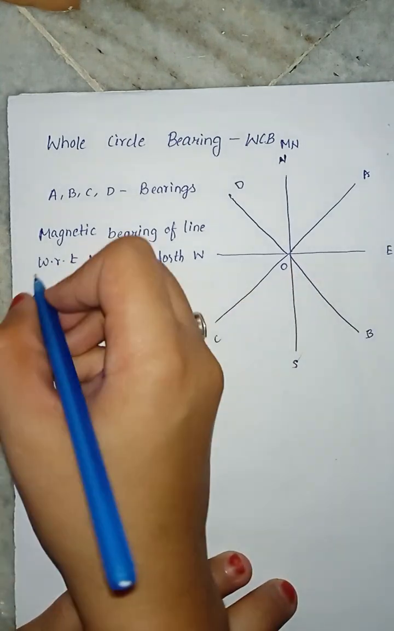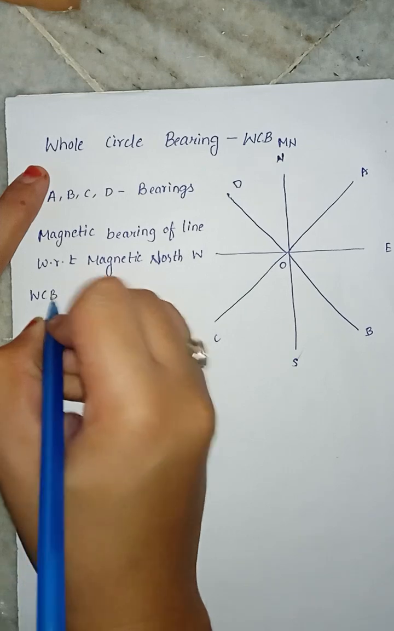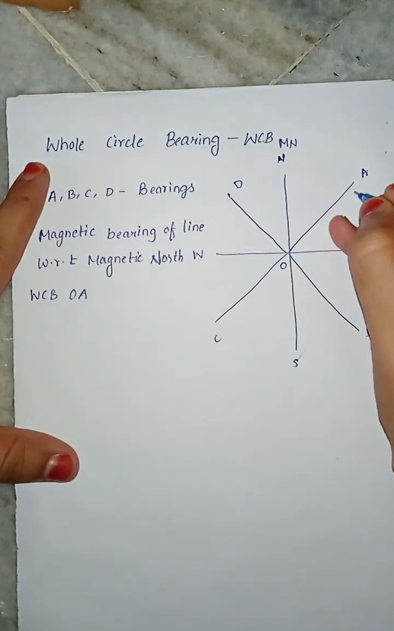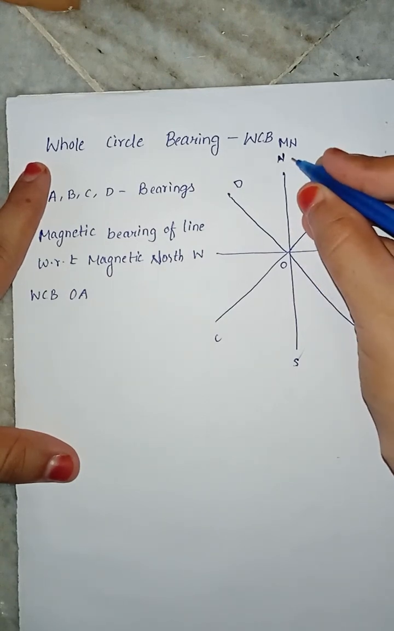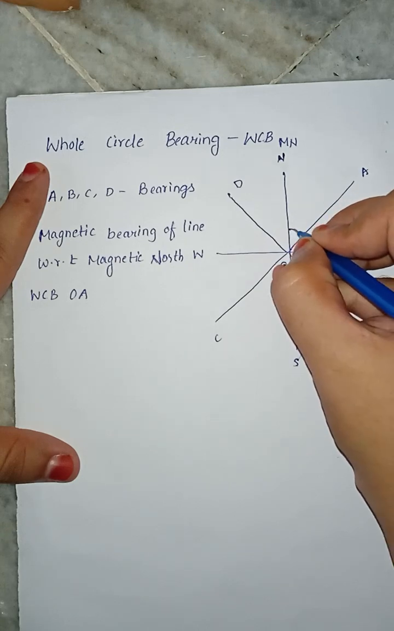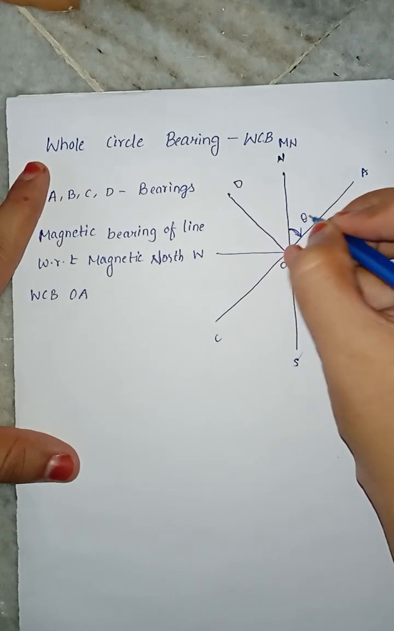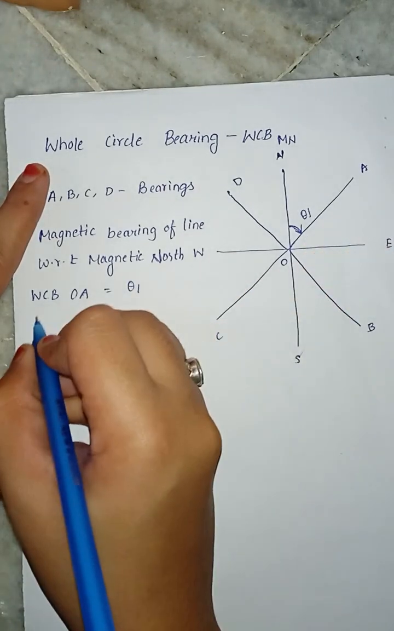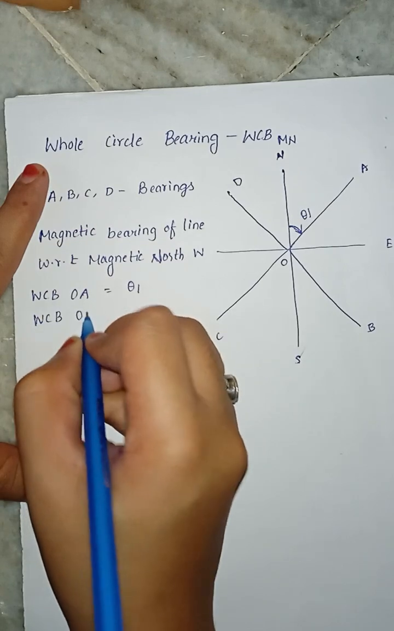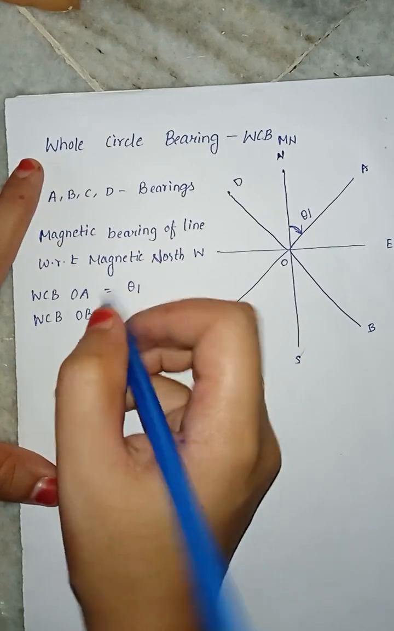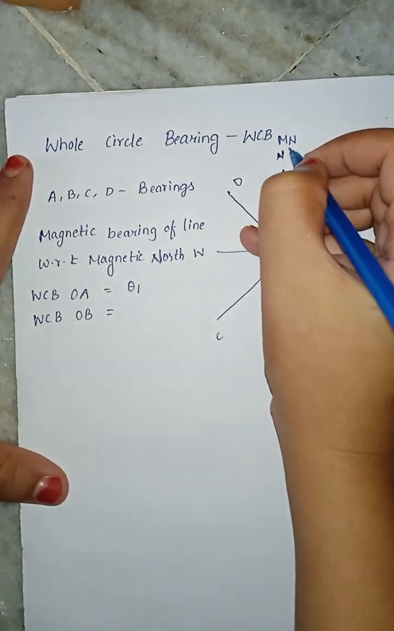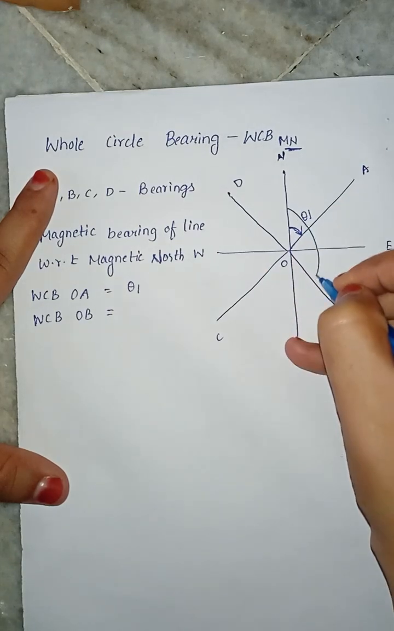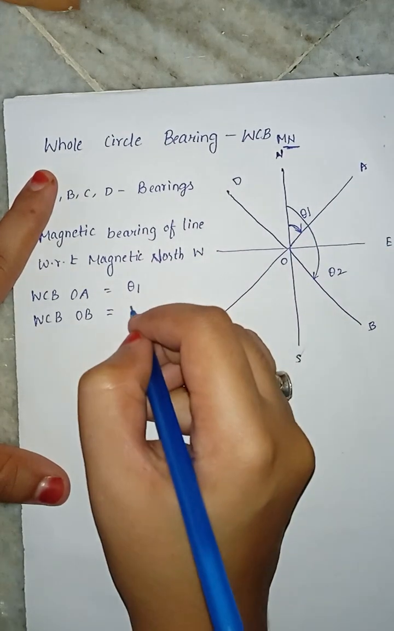So first we are taking the whole circle bearing of OA. This is the line OA. So what is the whole circle bearing of OA? We have to take with respect to magnetic north. So like this. So this is theta 1. This is the whole circle bearing of line OA. Next, whole circle bearing of line OB. For calculating the OB, everything we have to take from the magnetic north only. This is the line OB. From here to here it is theta 2.